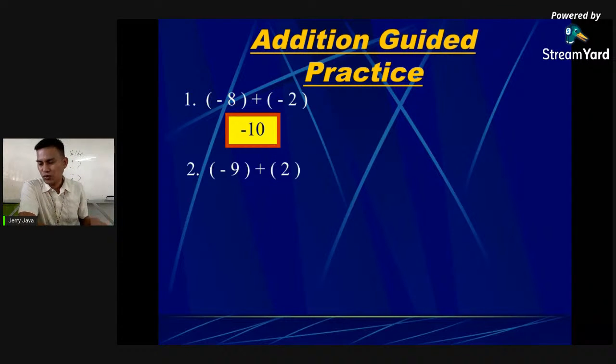Negative 9 plus 2. Okay, answer that. I'll give you 30 seconds. Do not type in your answer pa. Ito for number 2. Negative 9 plus 2. Wait for the bell. Type in your answer now, kids, for negative 9 plus positive 2.